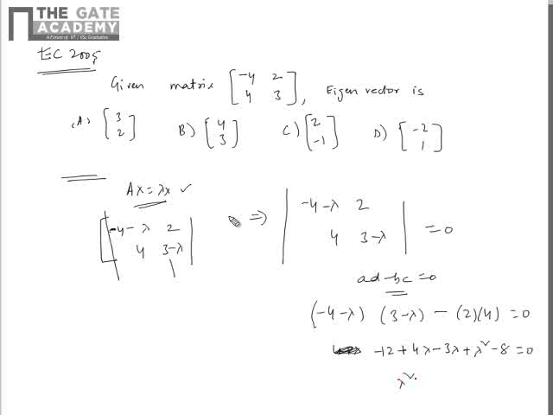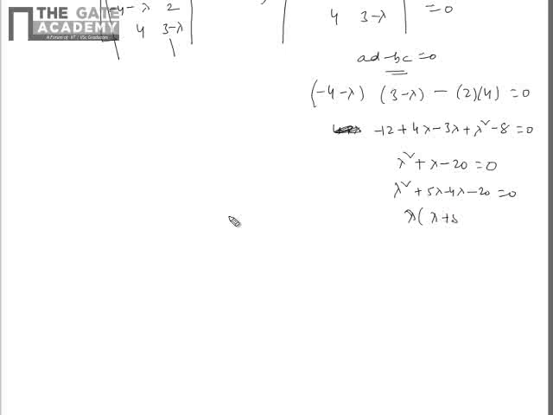So this comes out to be lambda square plus lambda minus 20 is equal to 0. If I factorize this, I can write 5 lambda minus 4 lambda, because 5 into minus 4 is minus 20. So I can take lambda common, lambda plus 5, and there I can take minus 4 common, so lambda plus 5 is equal to 0. So this gives lambda minus 4 into lambda plus 5 is equal to 0. So the roots are 4 and minus 5.